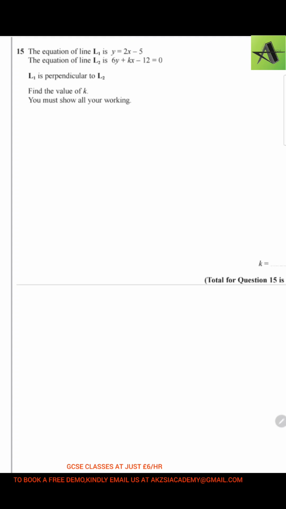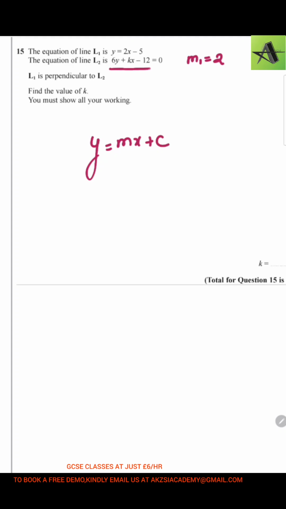Here this equation is already in the form y equals mx plus c. Whenever the equation of a line is given and you want to calculate the slope, you have to convert it into y equals mx plus c form, which is called slope form. Here, clearly, if I compare it, I get m1 as 2. That means the slope of the first line is 2.